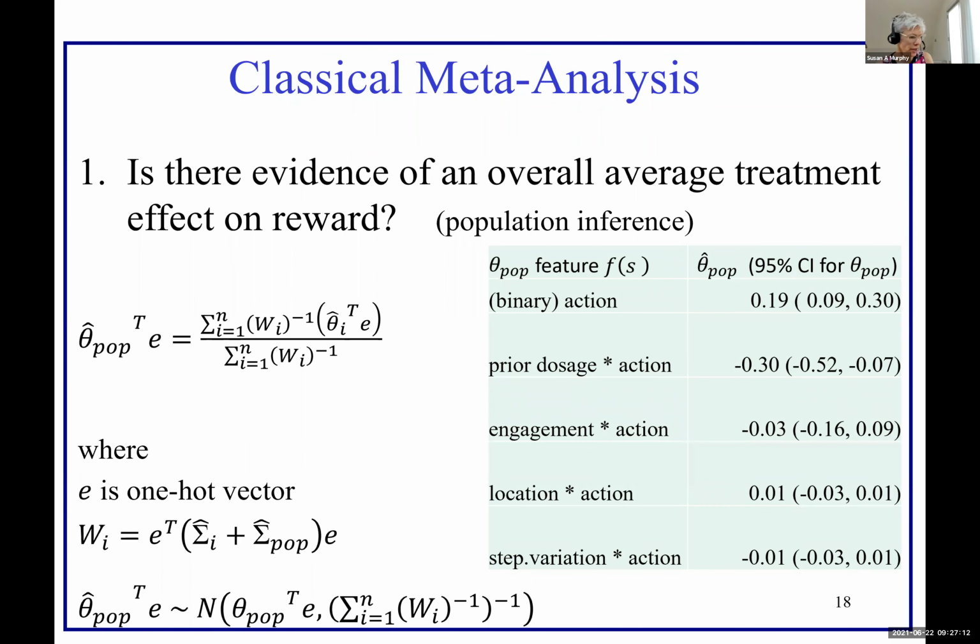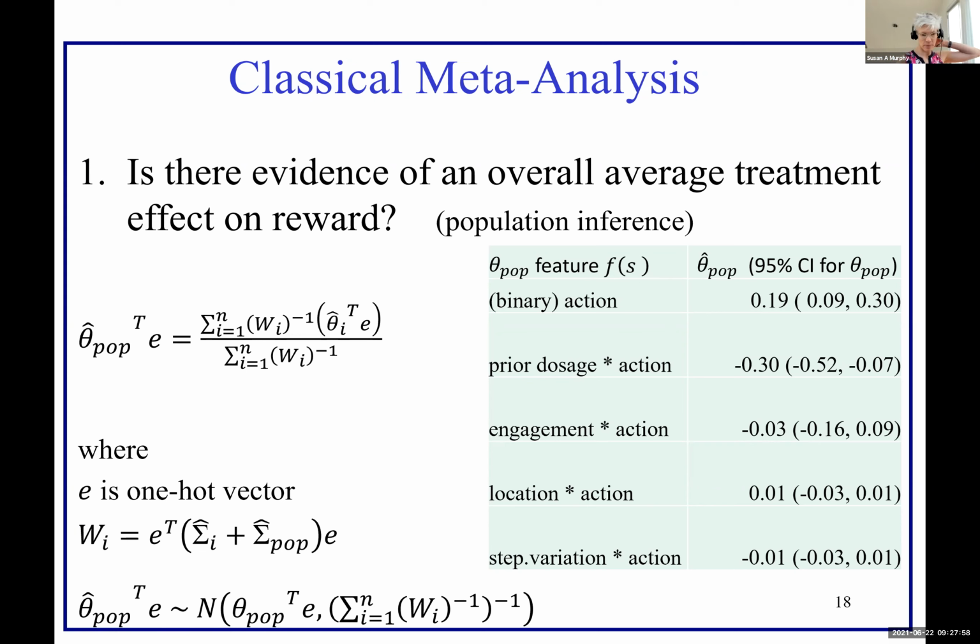Okay, so we start with the first question. This question is about population inference, so this is about the larger group of people with stage 1 hypertension. In classical terms, we just use the ideas straight from classical meta-analysis. In particular, one gets a weighted average of each user's treatment effect coefficient. So this little e is a vector with 1 in one entry and 0 everywhere else. It's a one hot vector, and all it's doing is picking out each feature in turn. The features are listed in that green table. There are 5 features: the overall action, and then the interaction terms.